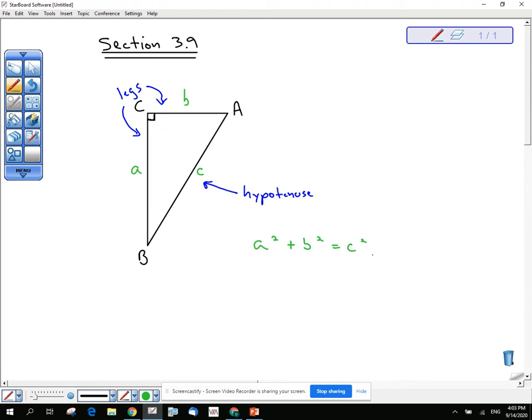And again, I think you've probably done many activities through your schooling to visualize that. Now I just want to give you the straight algebra definition of it. So that's where that comes from.